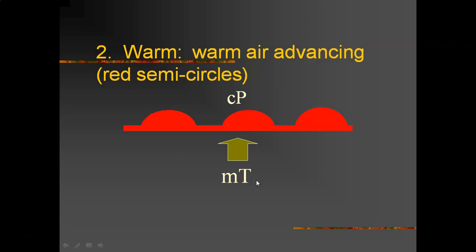Another front is a warm front, and it's designated as such when it's the warm air that has the greater push and is advancing into the cold air. It's shown as a red line on a weather map with a series of semicircles showing the direction of movement.